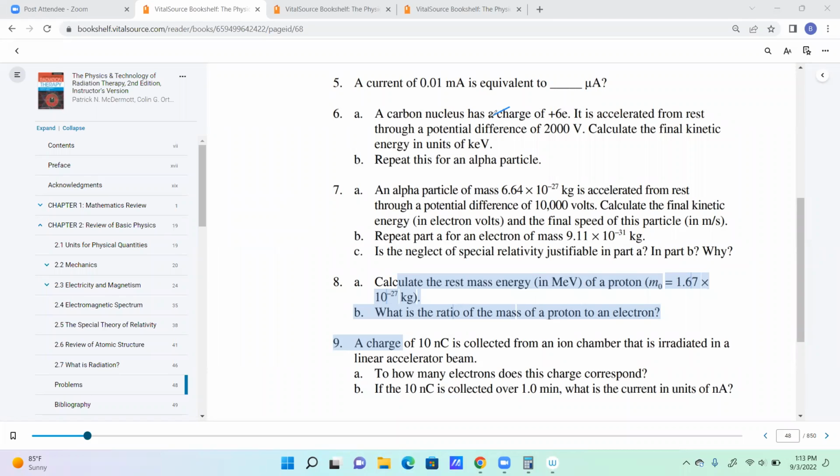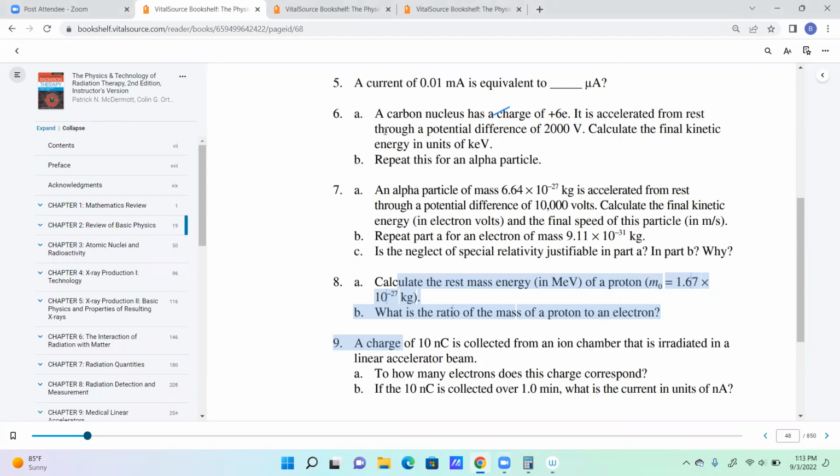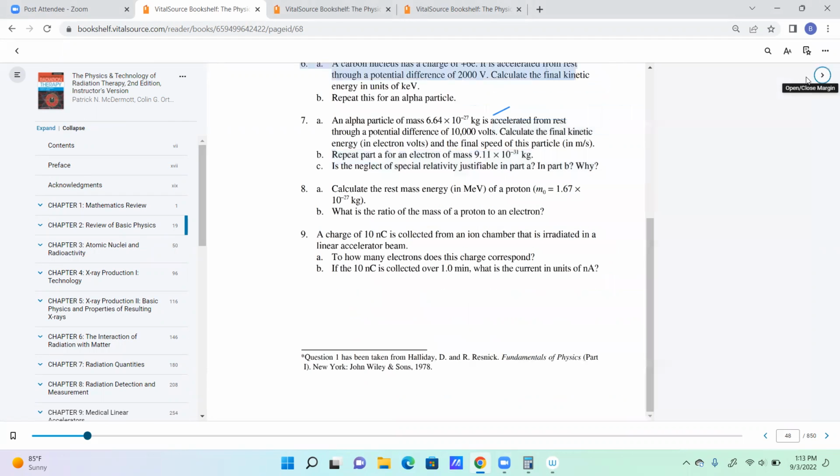Okay. So the next part is to calculate the final kinetic energy and the final speed of the particle. Well, this is going to be a little bit more complex. I'd really like to have a little more room here. Let's see if maybe this will do it. There we go, a little bit of margin there. All right.